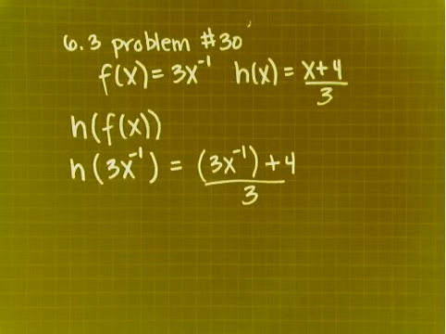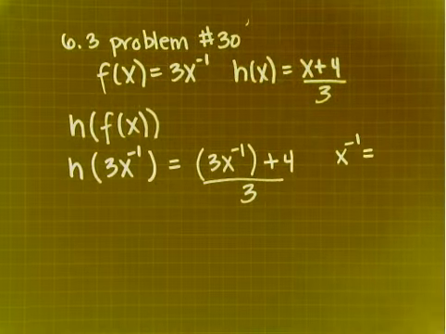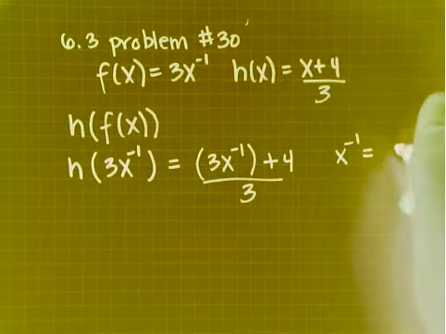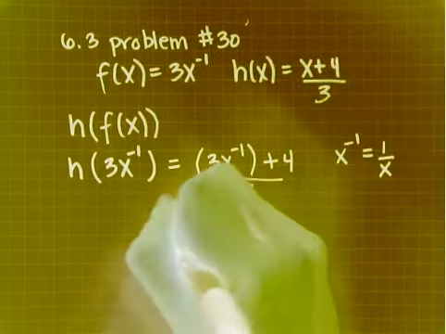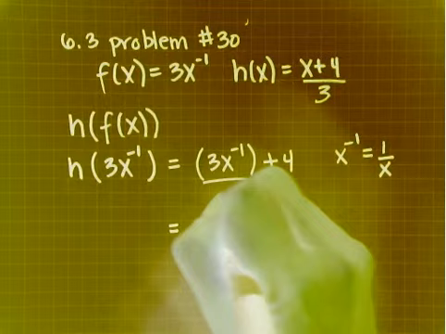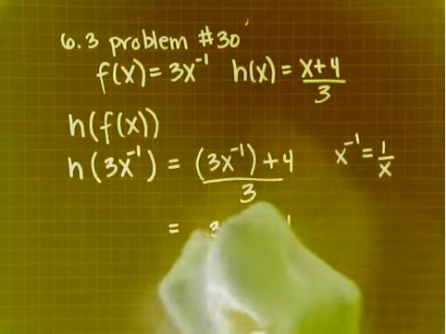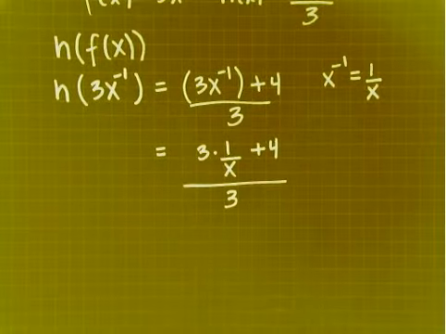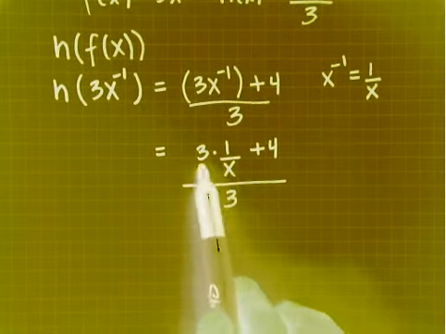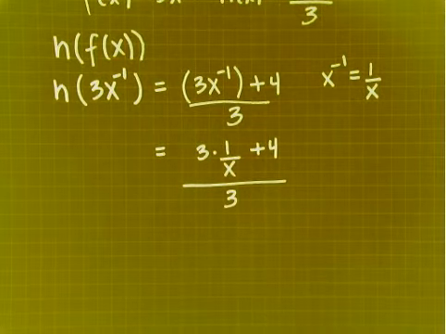For instance, what is x to the negative 1 power equal to? 1 over x. Good. And so over here I can simplify this as 3 times 1 over x plus 4, and this is still all over 3. When I have a fraction times a whole number, how do I multiply 3 times 1 over x? Drew? Cross. Good, I go across.